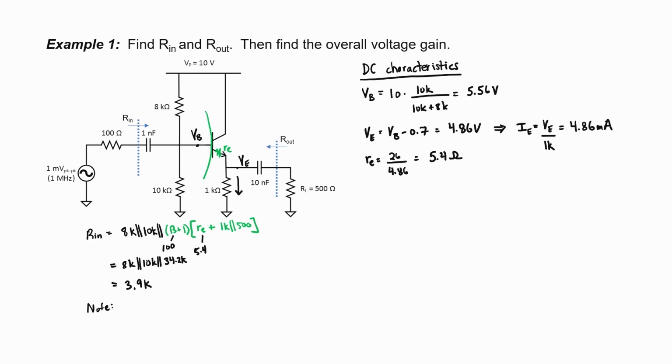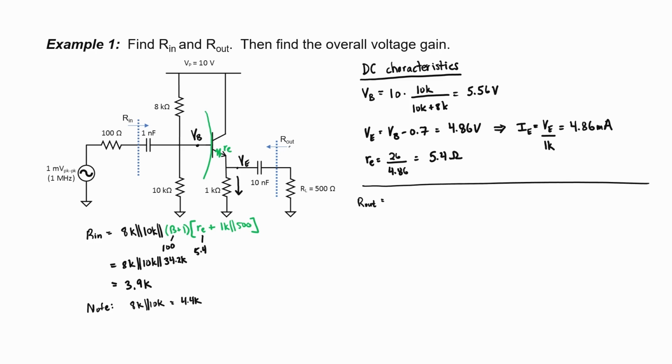Just to make a side note here, if you don't use impedance reflection and you want a rough estimate of the input impedance, you can just do 8 kilo ohms in parallel with 10 kilo ohms, giving you 4.4 kilo ohms, which is also reasonably accurate here. Let's now find the output impedance.